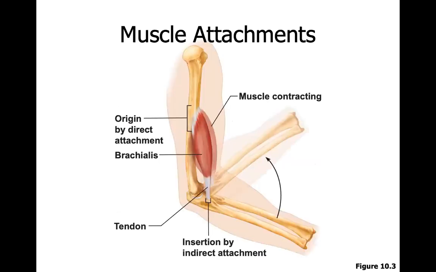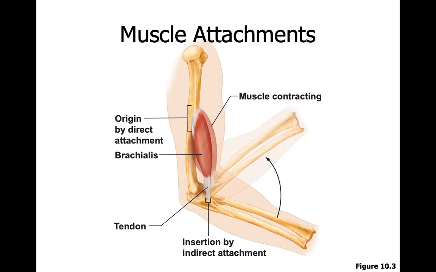So take a look at the example of the muscle called brachialis. Brachialis connects on one end to your humerus, and on the other end to your ulna. Notice that, first of all, the type of connection is also different. This is identified as direct versus indirect attachment, and I'll talk about that in just a minute.